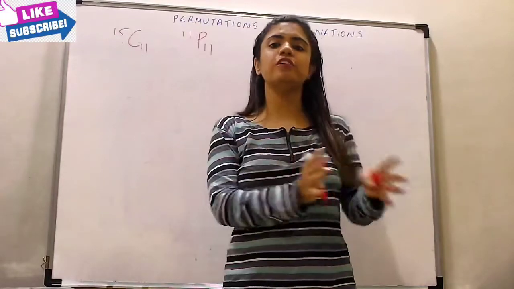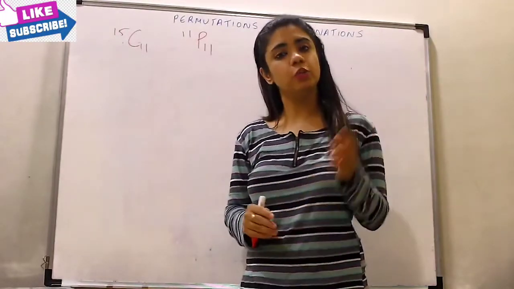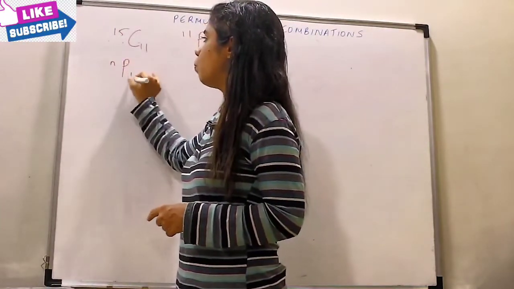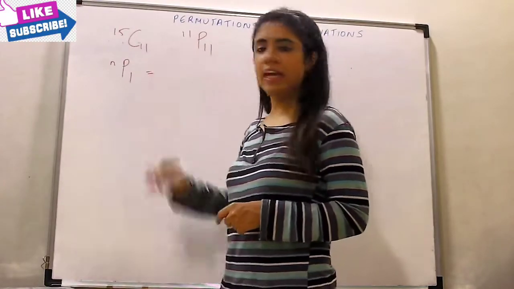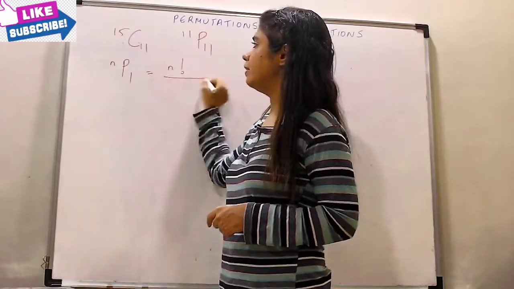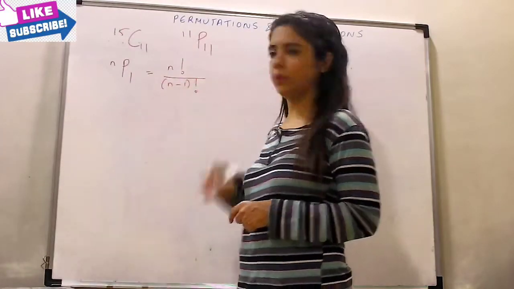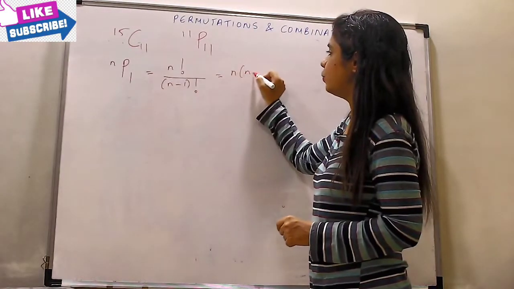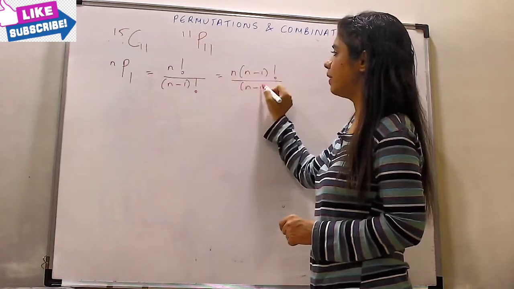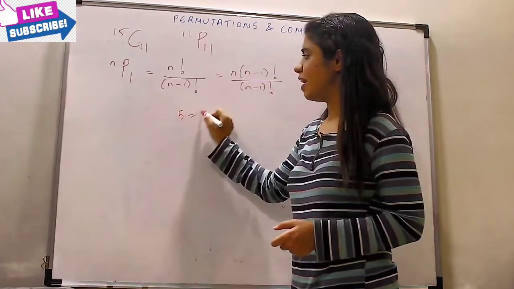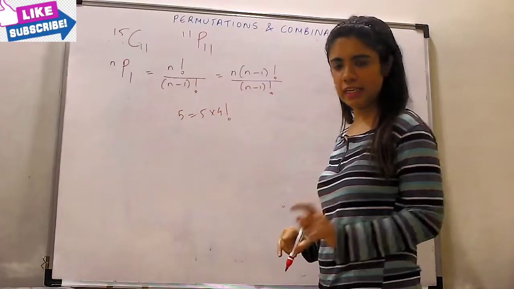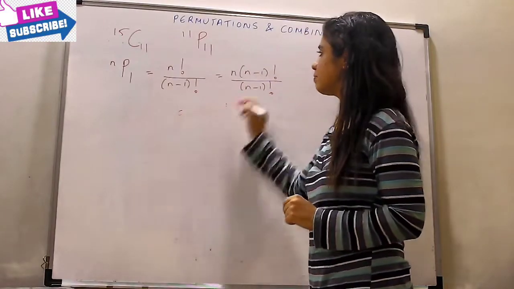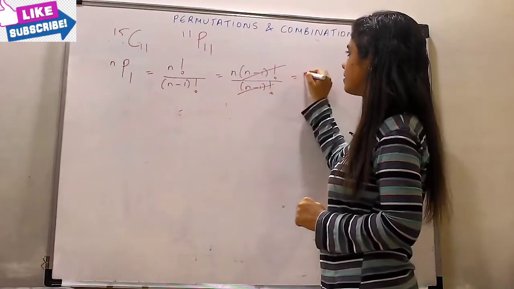Now like there were general formulas which you will be using a lot for combination, you have general formulas for permutation also. The first value is np1. Now as per the formula, what will np1 be? It will be n factorial upon n minus 1 factorial, correct? So can I write n factorial as n into n minus 1 factorial upon n minus 1 factorial? I can write 5 as 5 into 4 factorial, correct? So I can write n factorial as n into n minus 1 factorial. So what happens? My n minus 1 factorial will get cancelled. My answer will be n.